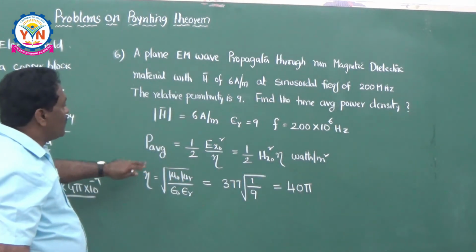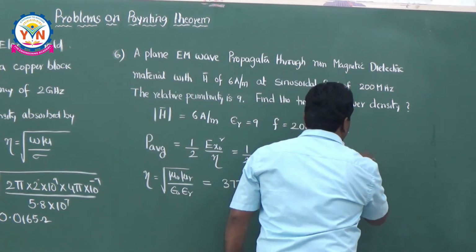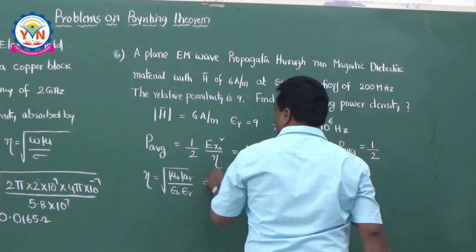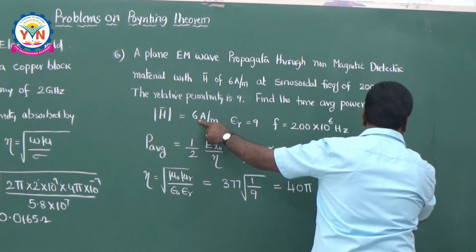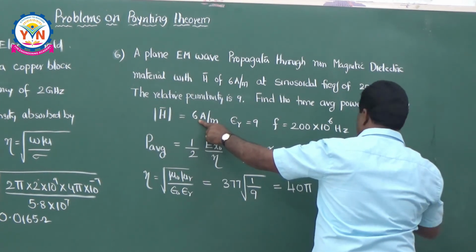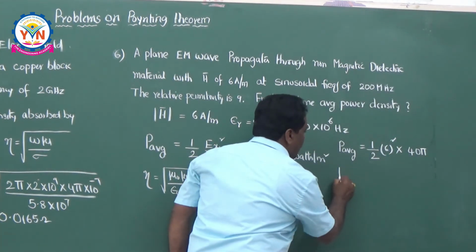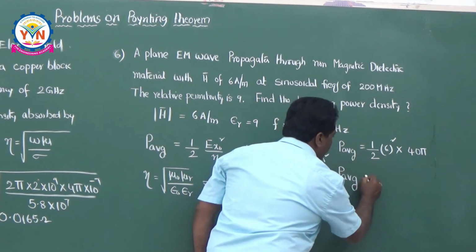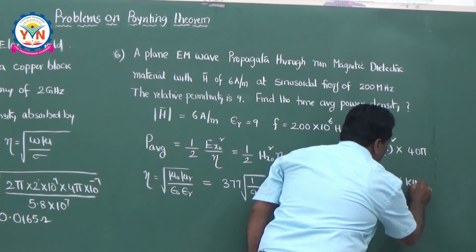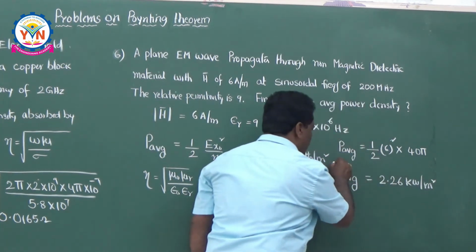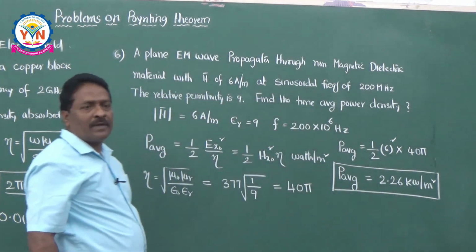Then I can say the average power P average is equal to half into Hx naught square. Hx naught square means 36, 6 into 6, 36. So 6 whole square into eta. What is eta? 40 pi. So if you simplify this, average power is equal to, you can say 2.26 kilowatts per meter square. So this is the answer you are going to get here, 2.26 kilowatts per meter square.